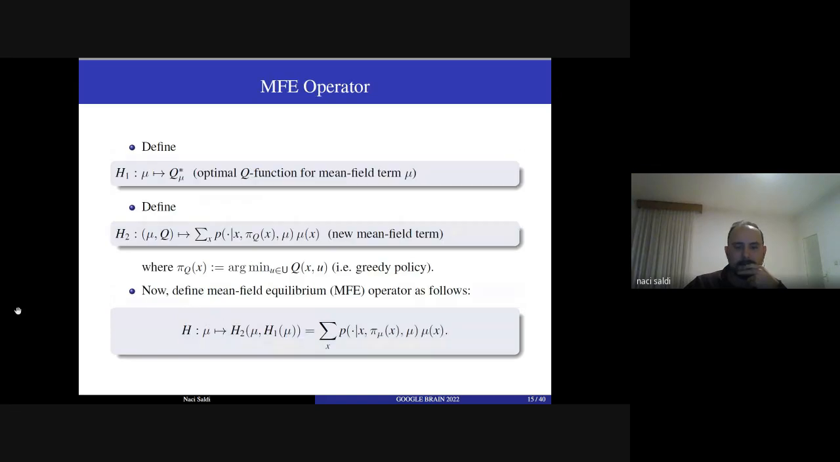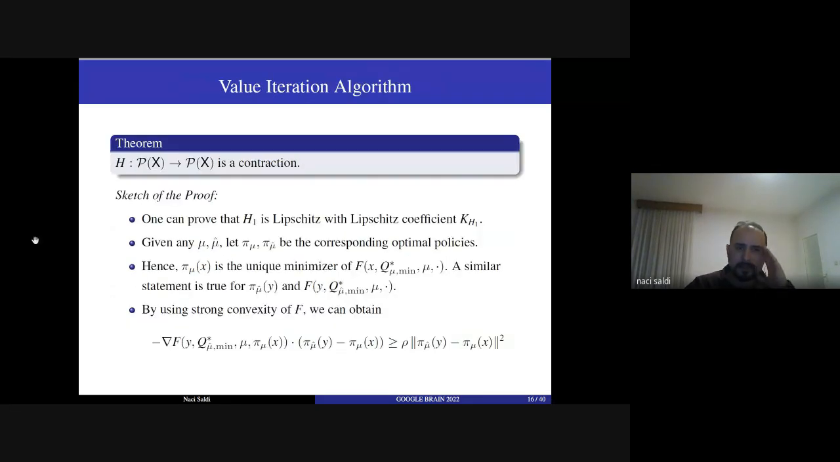Good. So let me continue. This part is important. H is a contraction, and actually from here we can derive our value iteration algorithm, and this is also very important to establish the error analysis in our learning algorithm. Since this is important, I want to give the sketch of the proof of this fact.